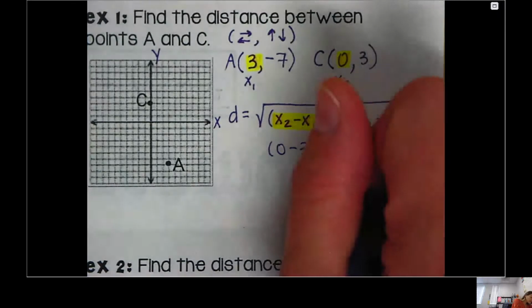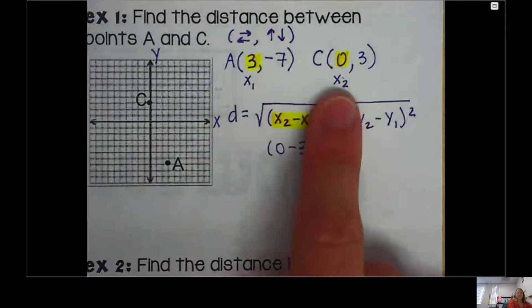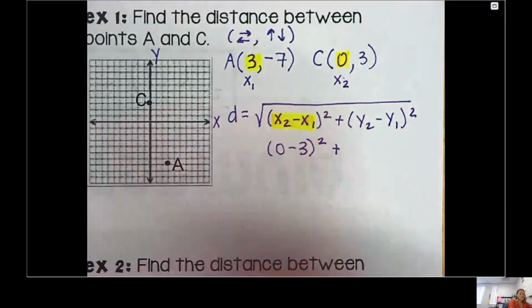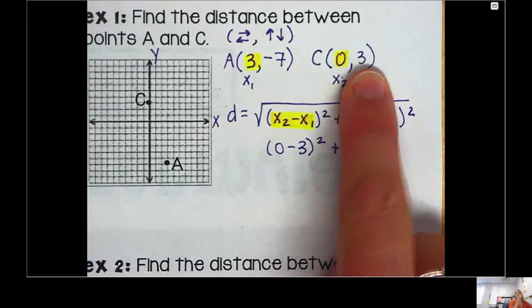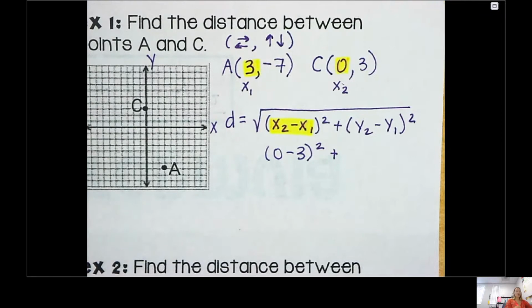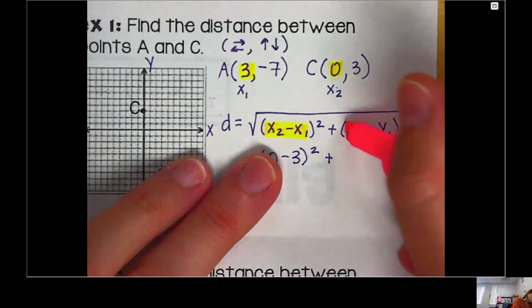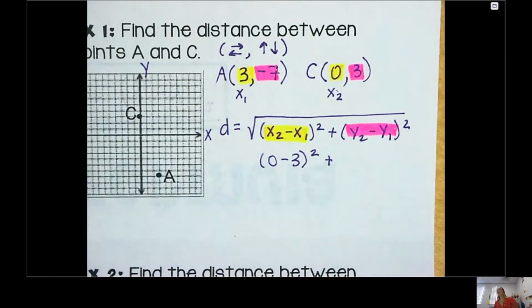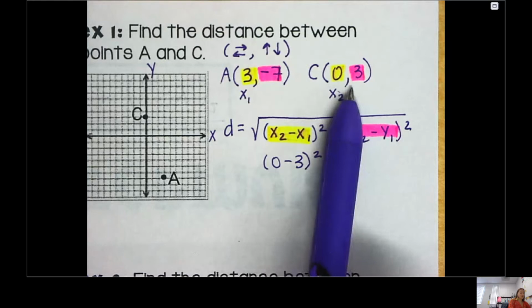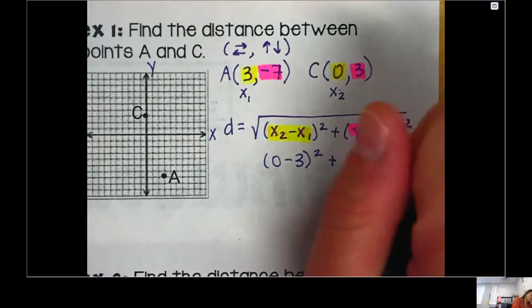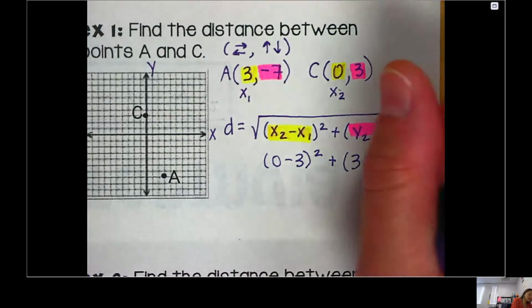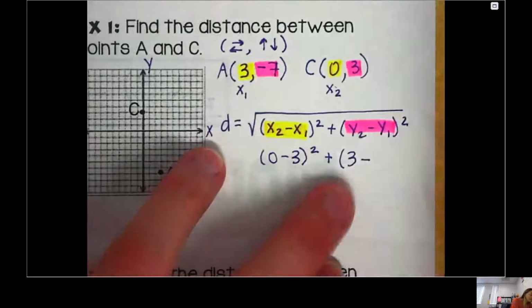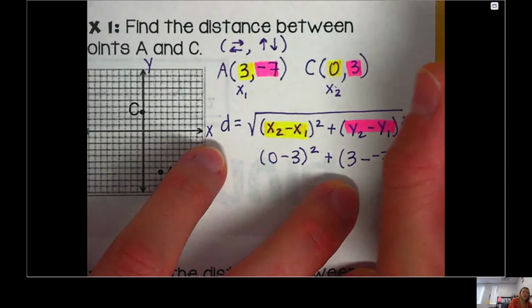Square it. Plus. Now, we picked this one first, right? We picked this point first. So when we do this one, we also have to pick this point first for your y values. You have to go in the same order. So for your y values, what are you going to put for your subtraction for your y values? What minus what? 3 minus -7. Good. We have to go in the same order. So we pick this one first over here. We pick this one first for the y's. 3 minus, and be really careful, this is a -7. Close my parentheses and square it.